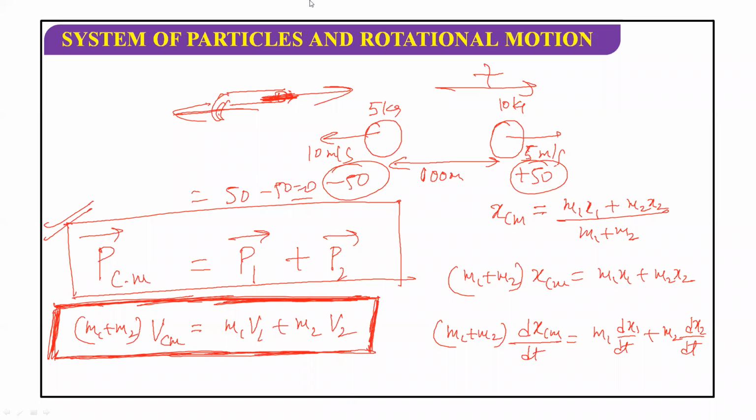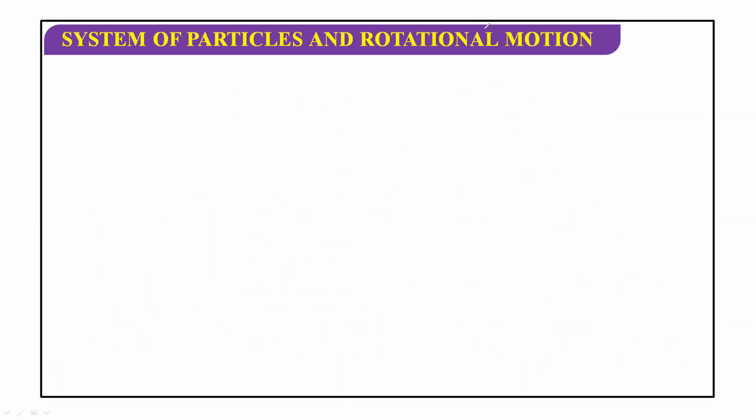So any difficulty in this concept? M1 plus M2 into VCM is M1 V1 plus M2 V2. Again, I'm recapping this point. Center of mass is a hypothetical point for which the entire momentum is equal to the sum of momenta of the individual particles. Okay. So any difficulty, anyone in this? Okay. So let's clear this one. Then again, based on this, one more logic is there. That is what we have to understand. Center of mass is a very interesting topic.